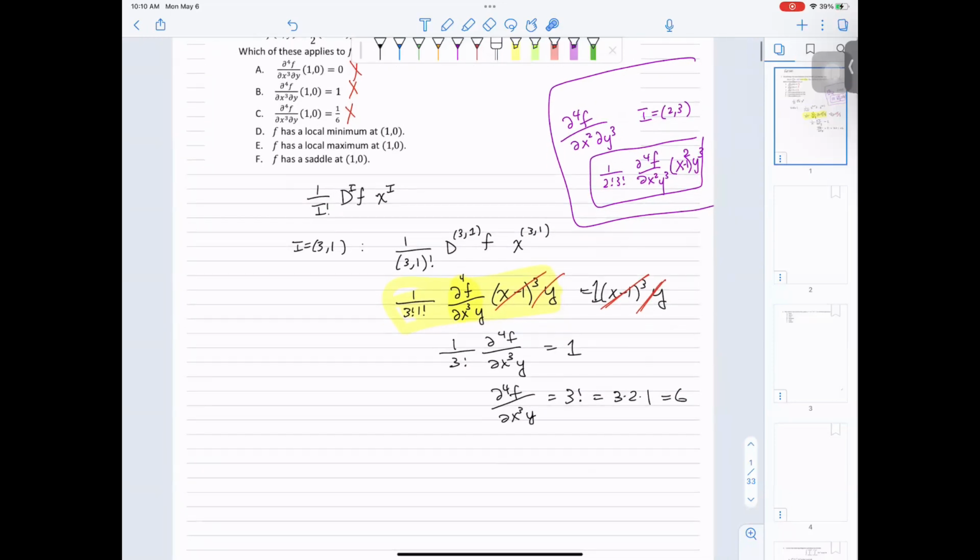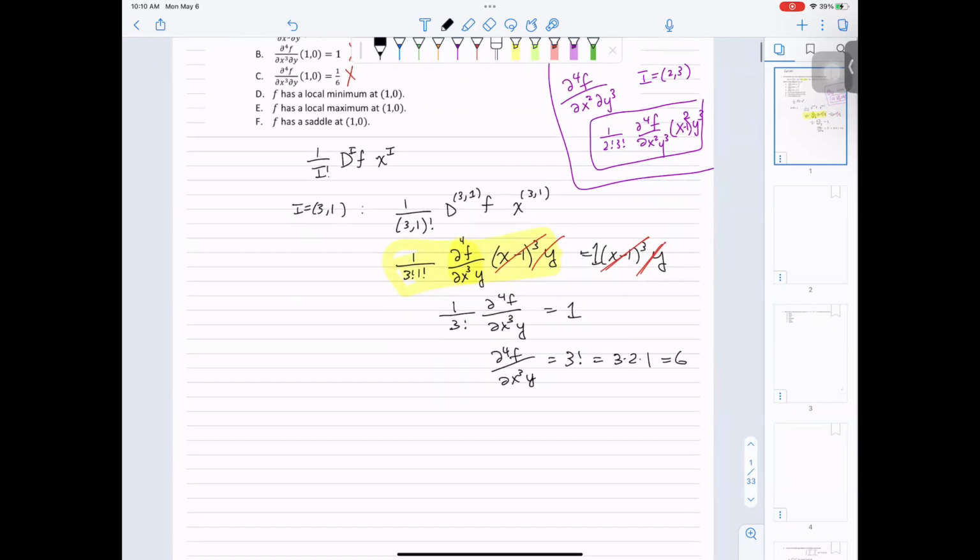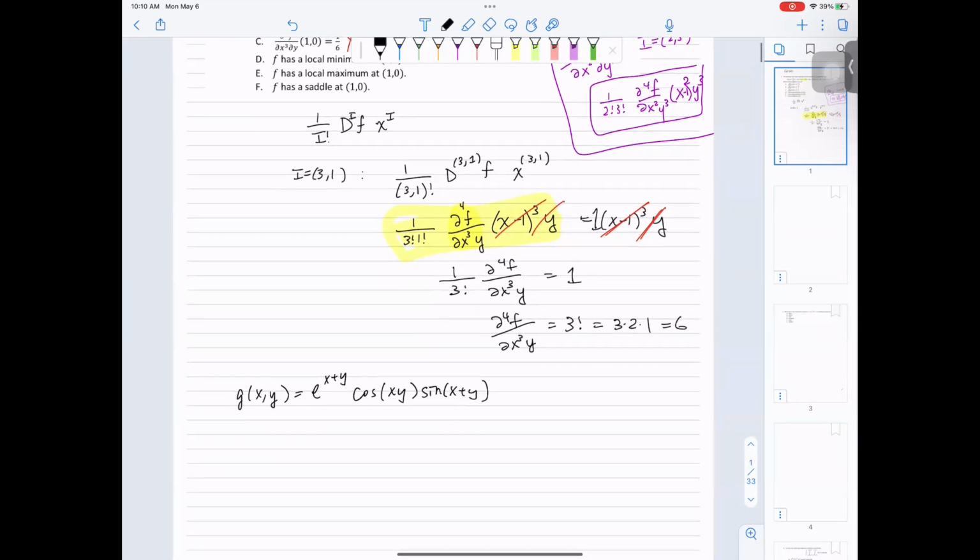So remember that one quiz question from one of the weeks? I also went over it during my summary review session from Saturday, I believe. That Taylor series question on the quiz, they gave you some function g of x, for example, equals e to the x plus y, cosine of something, and sine of something. And they said you have a critical point at the origin, classify the critical point. That was the quiz question from a while ago.